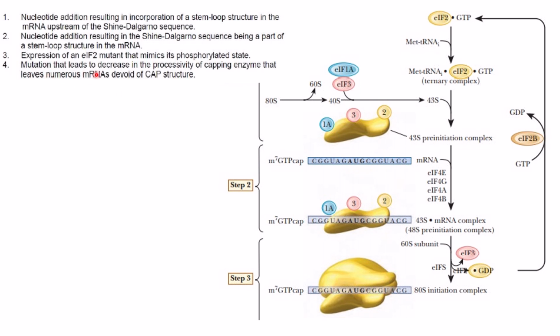Then a mutation that leads to a decrease in the processivity of capping enzymes, which leaves numerous mRNAs devoid of cap structure. Now you know that the cap structure is essential for ribosome recognition and initiation of translation. So there is a decrease in the processivity of the capping enzyme because there is a mutation in the capping enzyme. So this will leave so many mRNAs uncapped, and uncapped mRNAs are not likely to be recognized by the ribosome. So it will also result in translation inhibition. So your answer is option 1.